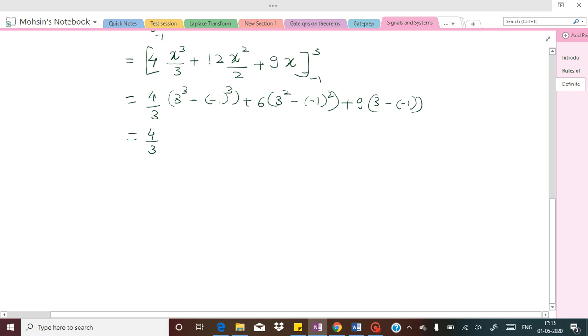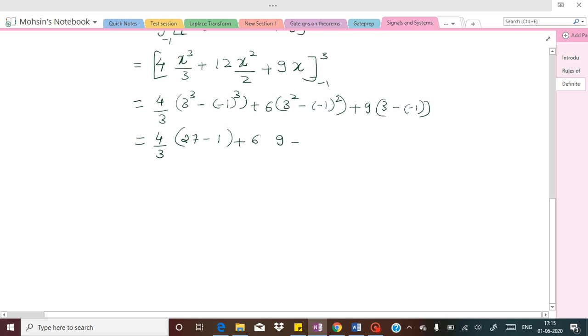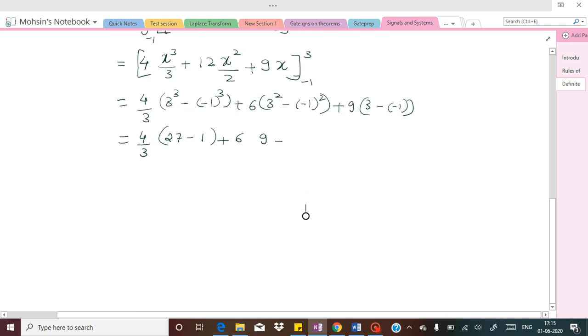Okay, so it is 3 times 3, that times 3, so 9 times 3 is 27, minus 1 raised to cube, it is going to become again minus 1, then plus 6 times 3 square is 9, minus, so here it is going to become minus 1, so minus of, so here this is minus term, and here minus 1 square will become plus 1, so minus of plus is minus, so here it is going to be 1.